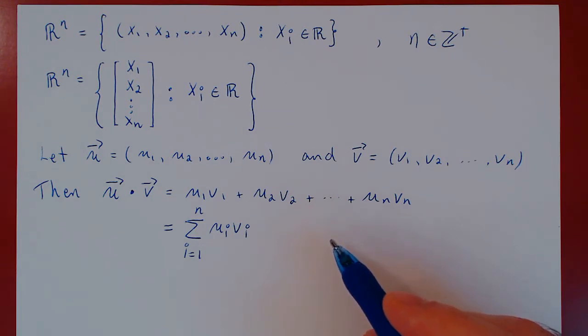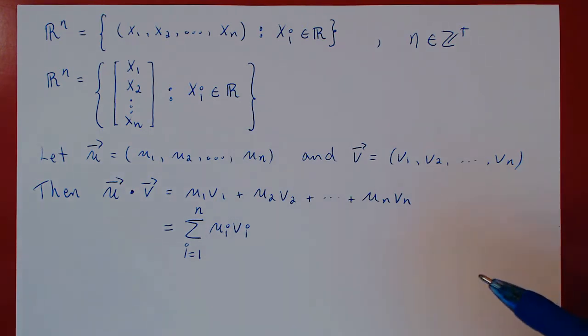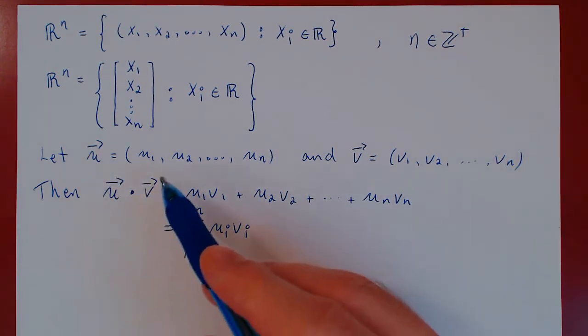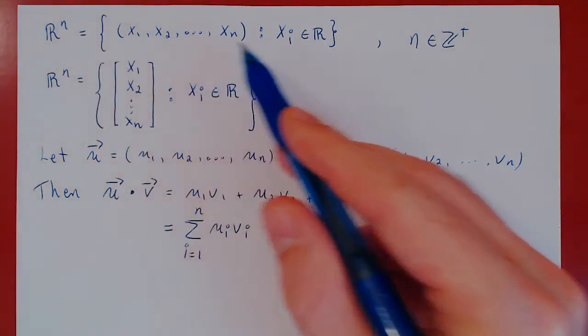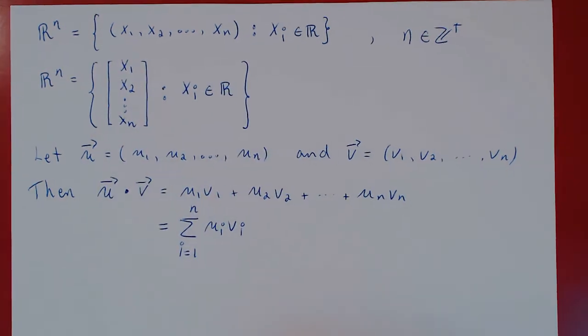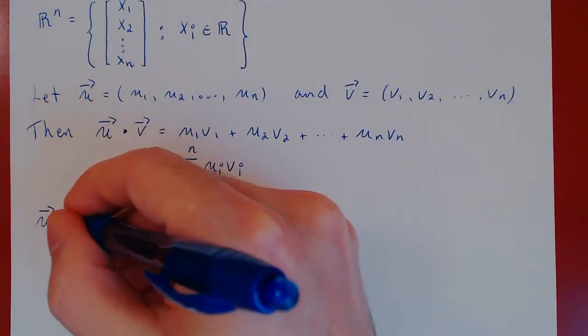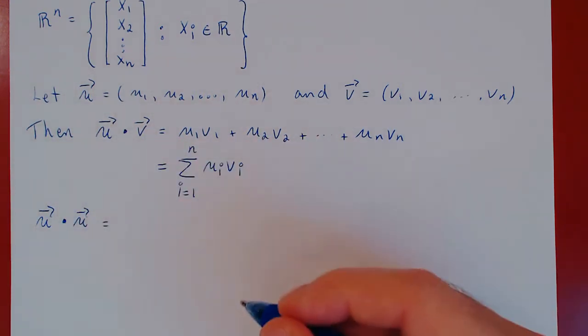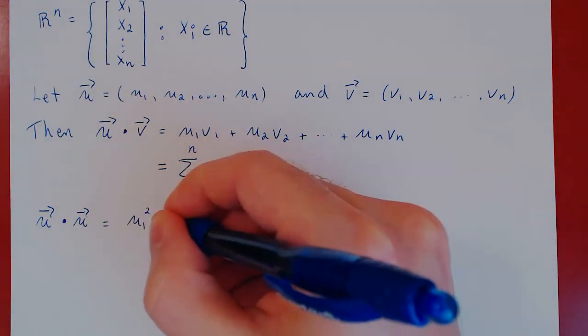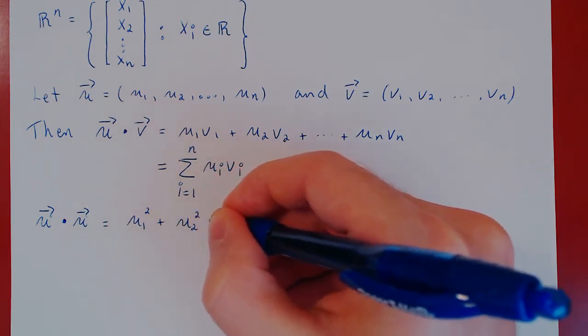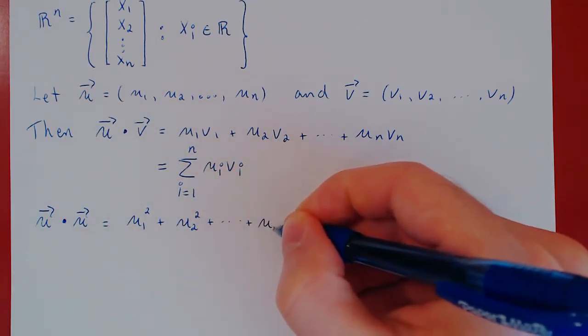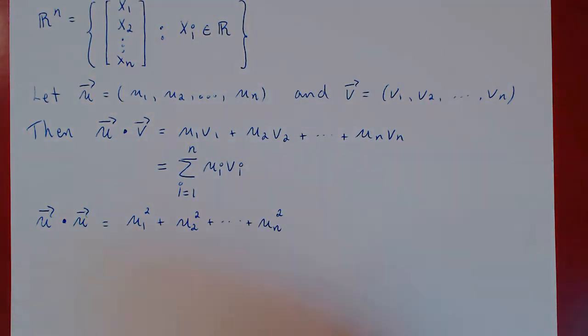Well, first, if you remember, what was the length of a vector? It was Pythagoras' theorem, and the length of a vector was the square root of the sum of the components all squared. Well, let's see if we can build the norm of a vector in Rn with the help of the dot product. What if we dotted u with itself? Well, this would be u1 times u1, u1 squared, plus u2 times u2, u2 squared, up to un times un, un squared.